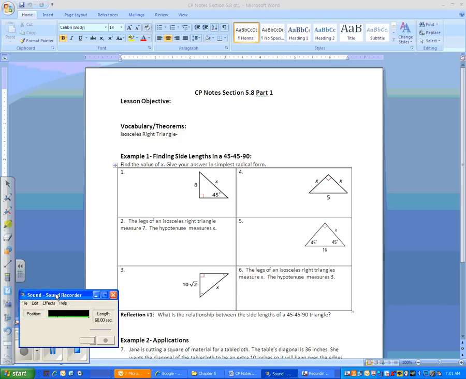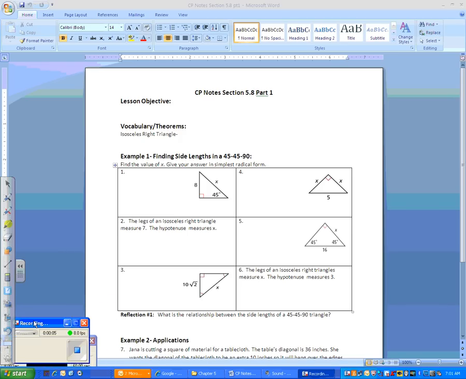In 5.8, we are going to use what we learned in 5.7 about the Pythagorean theorem and talk specifically about one special type of right triangle, and that right triangle is the 45, 45, 90 triangle.